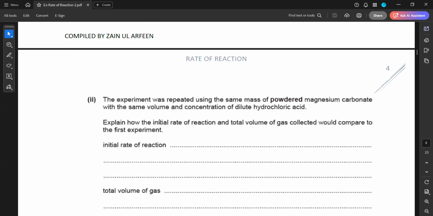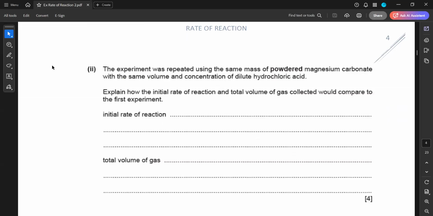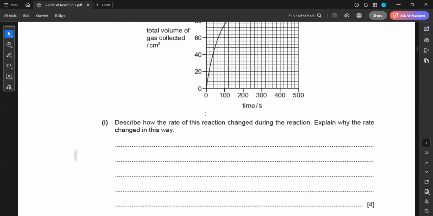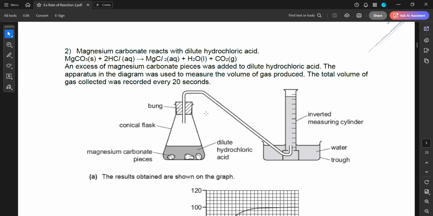The next one is: the experiment was repeated using the same mass of powdered magnesium carbonate. As you can see in the beginning, we use the same volume and concentration of hydrochloric acid. So what we did: in the first reaction, we used large pieces of magnesium carbonate, but in the next reaction, we used powdered magnesium carbonate.